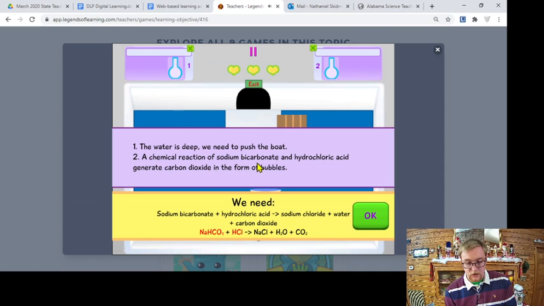A chemical reaction of sodium bicarbonate and hydrochloric acid generate carbon dioxide in the form of bubbles. Things that we need: sodium bicarbonate, NaHCO3, and hydrochloric acid, HCl, and they're going to form sodium chloride, water, and carbon dioxide.